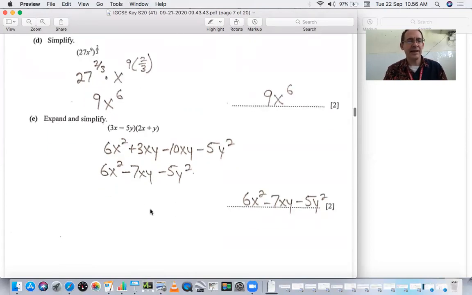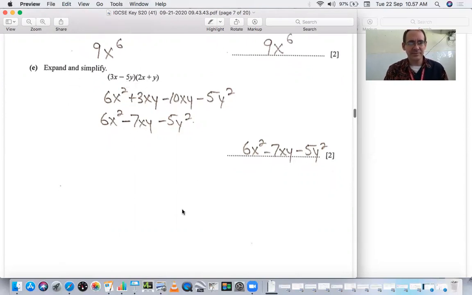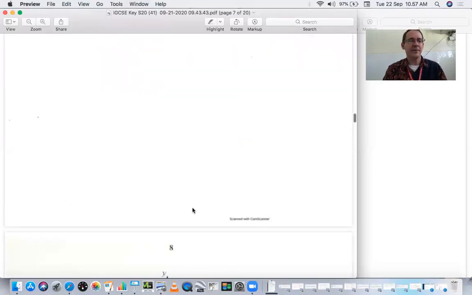Here we have an expand. So we just multiply your binomial expansion. 3x times 2x is 6x squared. 3x times y is 3xy. 2x times negative 5y is negative 10xy. And negative 5y times y is a negative 5y squared. These two middle ones are like terms and simplify to a negative 7xy. And there's your 3 terms of the expansion, 6x squared minus 7xy minus 5y squared.